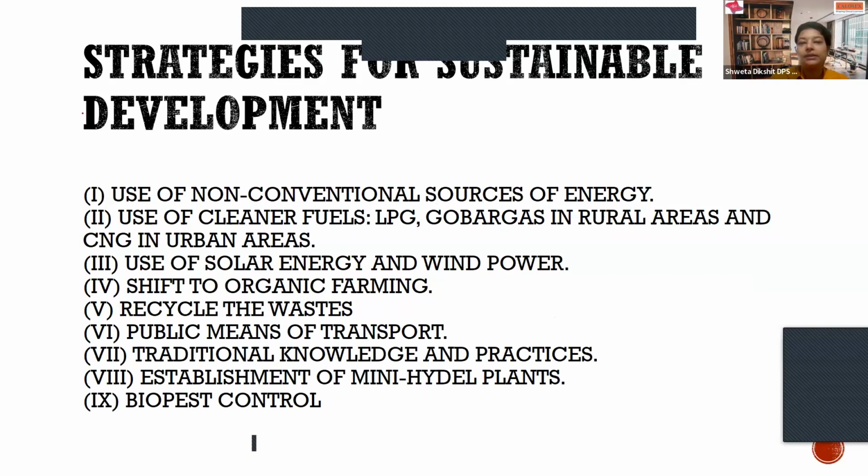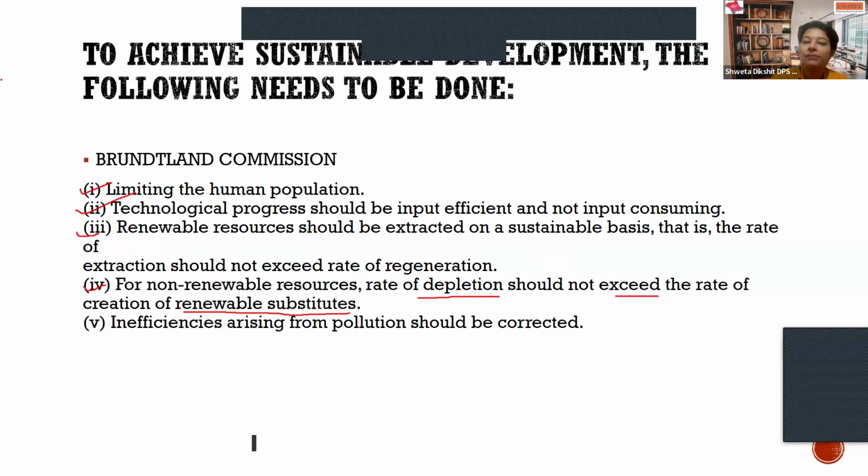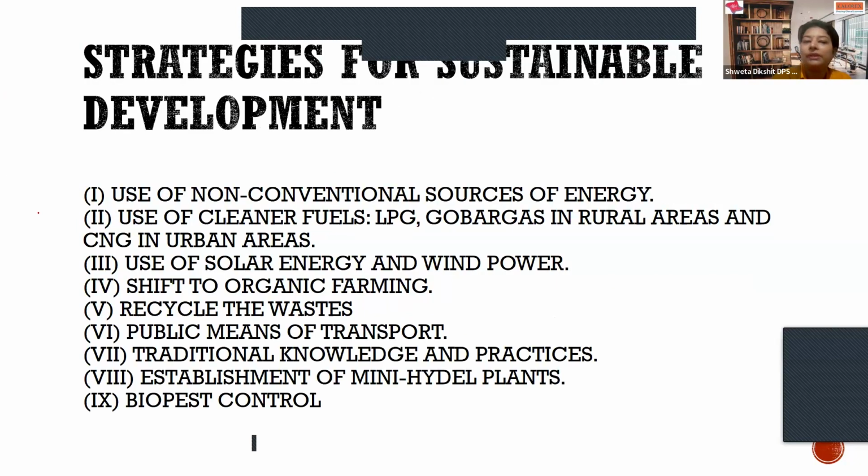Then come the strategies for sustainable development. What we discussed last were all the proposals by the Brundtland Commission. So remember, when you are asked only about the Brundtland Commission, you need to write about those points. But if nothing is specified, you can write those points as well as the points I'm going to discuss with you now. That is the use of non-conventional sources of energy, and the use of cleaner fuels which create less air pollution, for example, LPG, CNG, and many more.